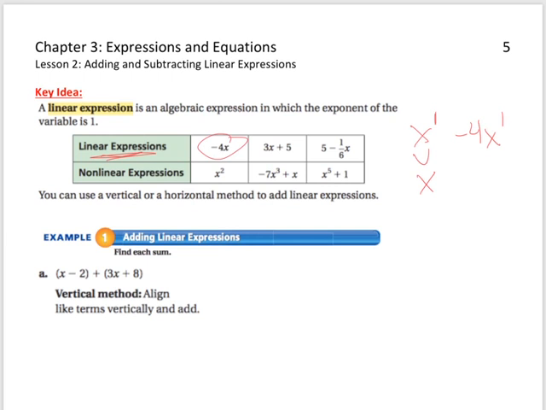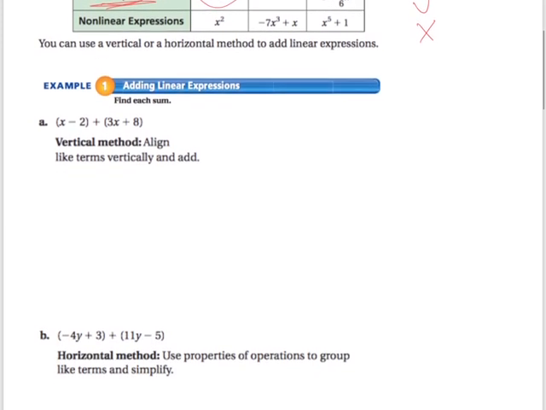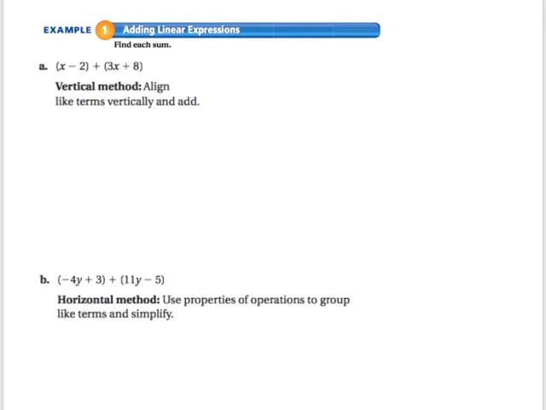So to go ahead and add these linear expressions, there are 2 methods I'm going to show you guys. There's a vertical and there is a horizontal method. So in example 1, it's just asking us to find the sum. And on A, I'm going to use the vertical method. And then B, I'm going to show you guys how to do the horizontal method. And so these are just 2 different ways that you guys can have in your toolbox, whatever you feel most comfortable with on how to solve these.